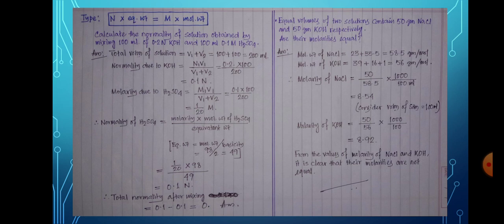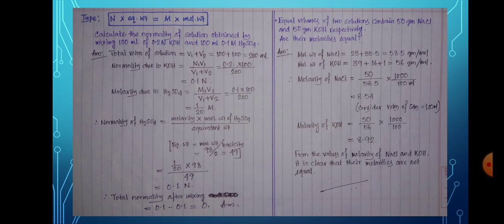Another problem, this is a very interesting problem and very easy. Equal volumes of two solutions contain 50 gram sodium chloride and 50 gram potassium hydroxide respectively. Are their molarities equal? In that case, just watch how I solve this problem. Molecular weight of sodium chloride equals 58.5 gram per mole, and molecular weight of potassium hydroxide equals 56 gram per mole.